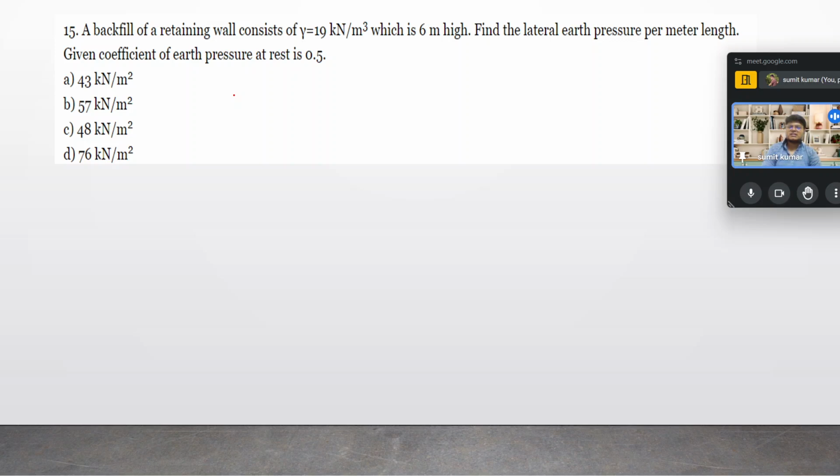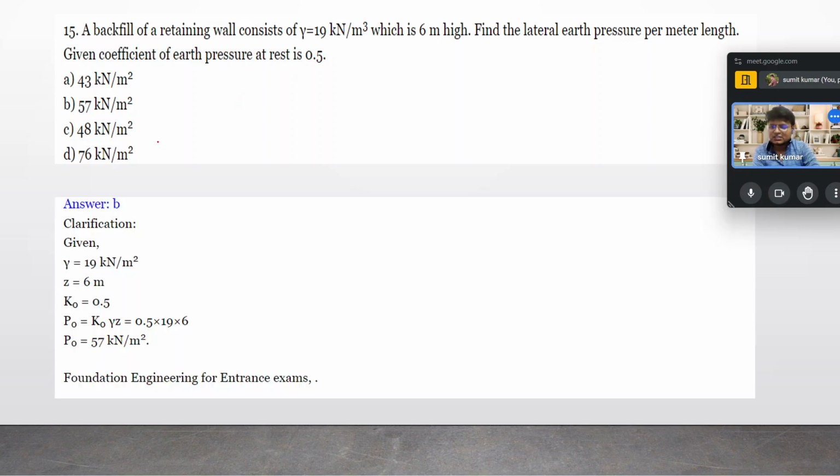When we move to the next problem, it states that the backfill of the retaining wall consists of gamma equal to 90 kilonewton per meter cube. This question is already asked and already answered as well, so I will not solve this again. 57 is the correct answer, and all things are mentioned here. With this, you have solved this problem from foundation engineering for entrance exams.